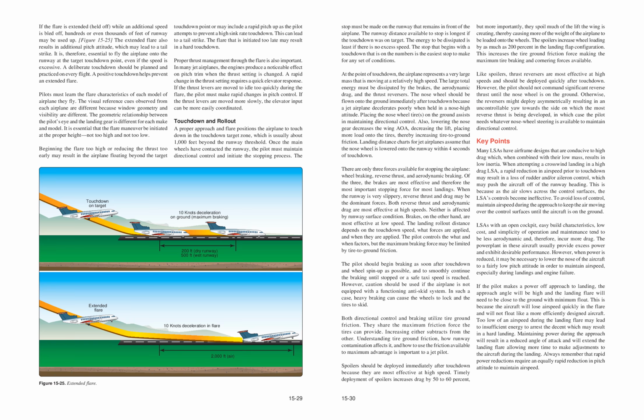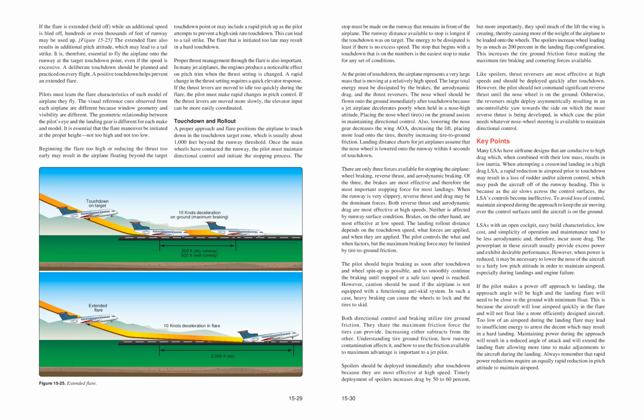The pilot should begin braking as soon after touchdown and wheel spin up as possible, and to smoothly continue the braking until stopped or a safe taxi speed is reached. However, caution should be used if the airplane is not equipped with a functioning anti-skid system. In such a case, heavy braking can cause the wheels to lock and the tires to skid.